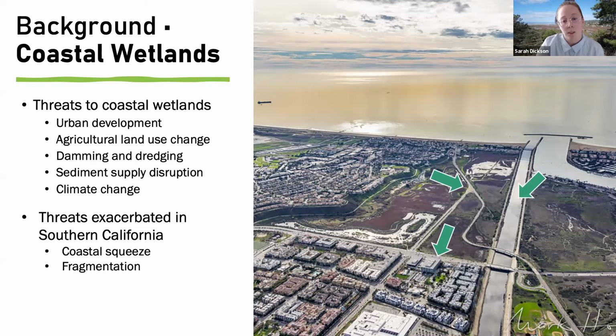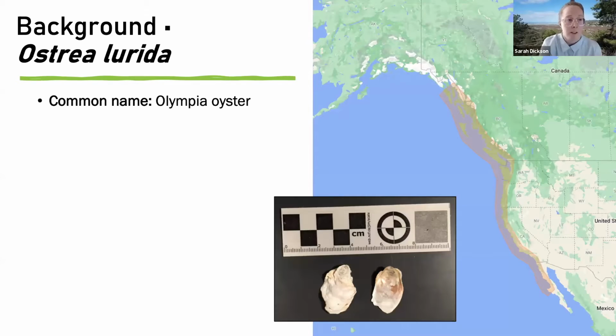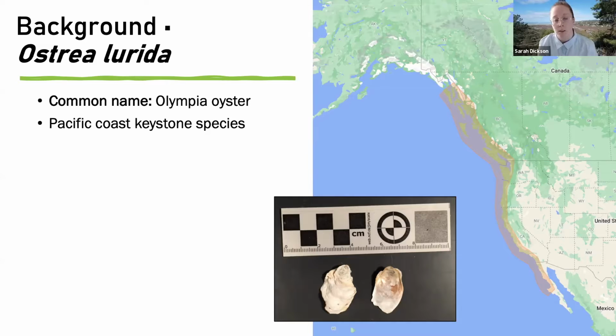Fragmentation and coastal squeeze disrupt the natural processes that maintain these environments, as well as significantly inhibiting the ecosystem services they provide. These developments also have a negative impact on habitats that are essential to the survival of animal and plant species, some of which may be at risk of extinction. One example of this is Ostrea lurida, commonly known as the Olympia oyster. It is native only to the Pacific coast and is a keystone species, which means that it provides services that are essential to the health of its native ecosystem.